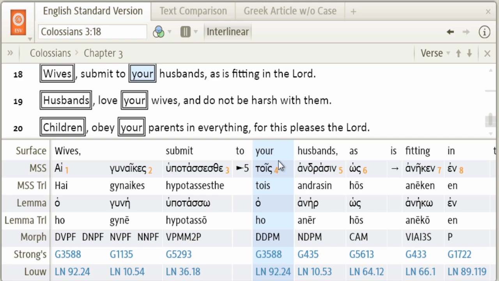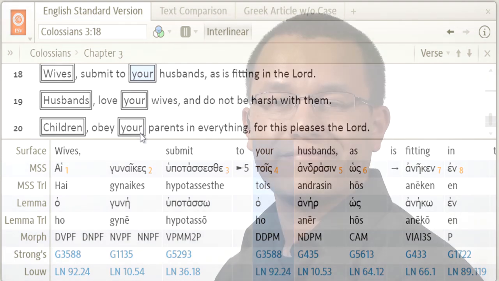Now here in this verse and the couple verses that follow, the Greek article is translated by a possessive pronoun because the relationships here between husbands and wives, and children and parents, these are all familial types of relationships. The kind of relationship that expresses belonging or possession, but not in the strictest sense of ownership.